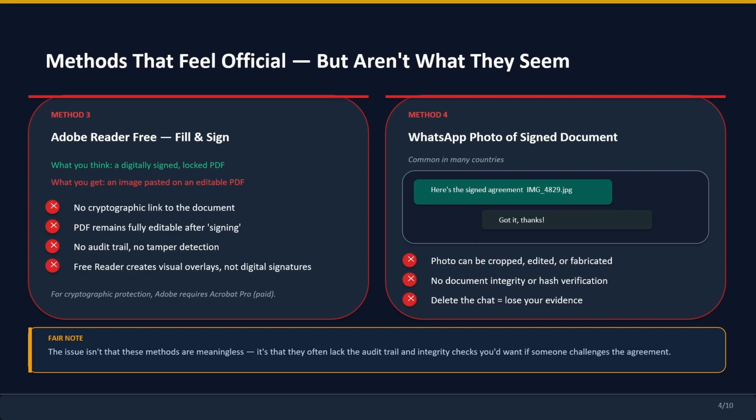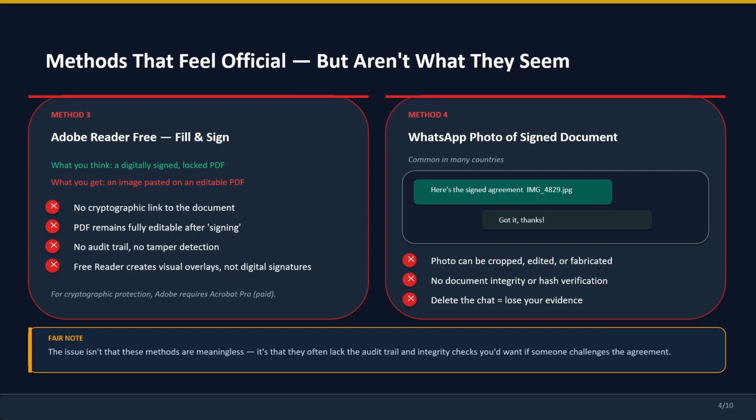The important distinction is Adobe's free reader creates visual overlays. For actual cryptographic digital signatures, the kind with hash verification and tamper detection, you need Acrobat Pro, which is a paid product, and most people don't realize this difference.